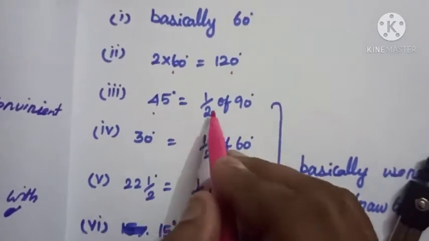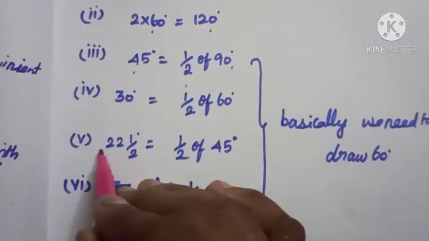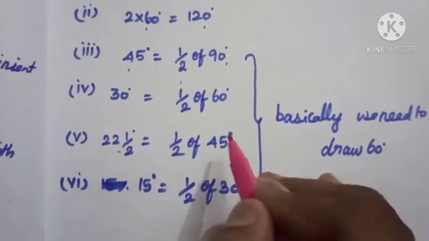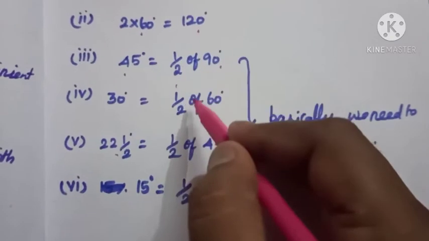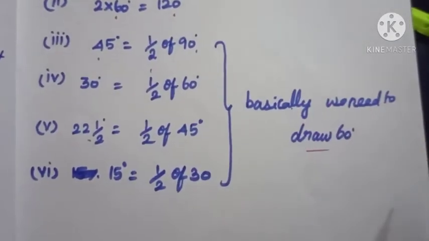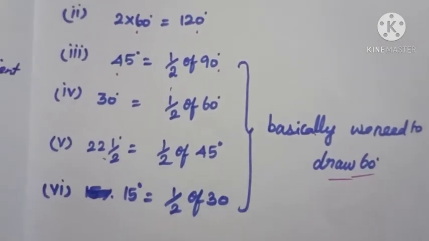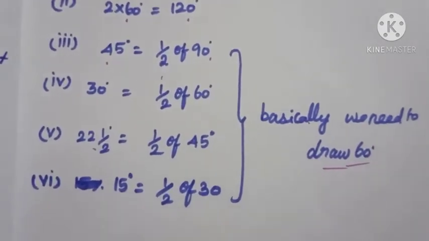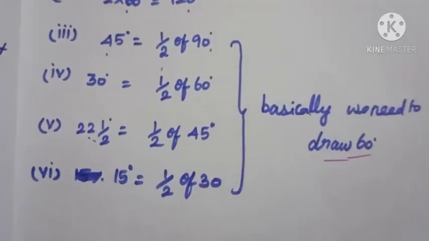So 45 is nothing but half of 90 degree, and 30 is nothing but half of 60 degree. 22.5 degree is half of 45, and 15 degree is half of 30. For all these angles, basically we need to draw 60 degree. So the basic angle is 60 degree. Now we move on to the exercise sums. How to draw the angles 30 degree, 22.5 degree and then 15 degree.